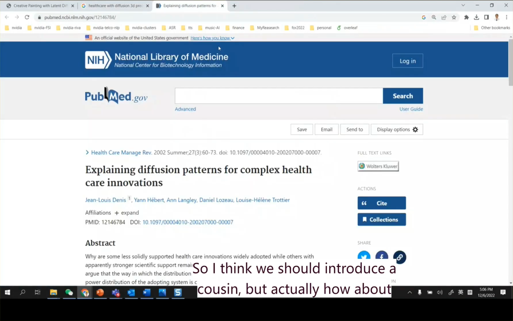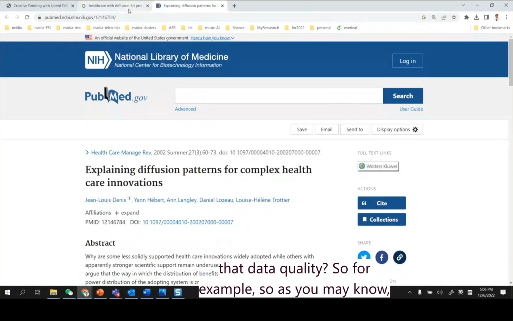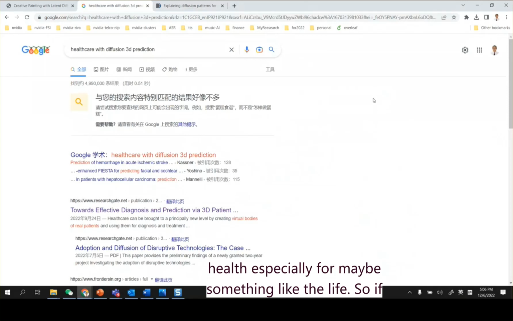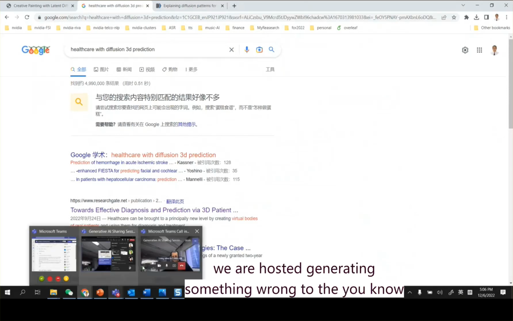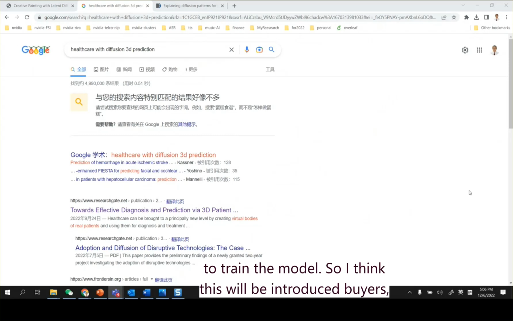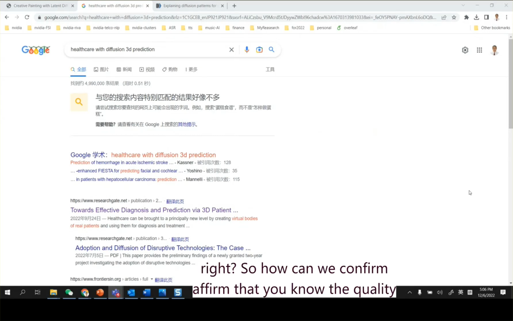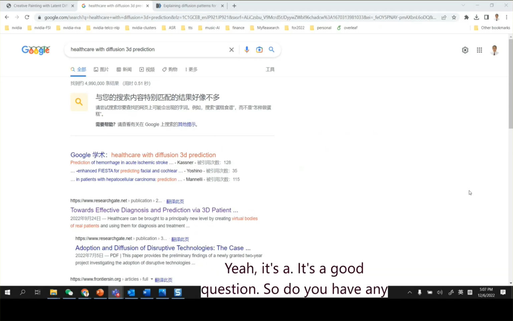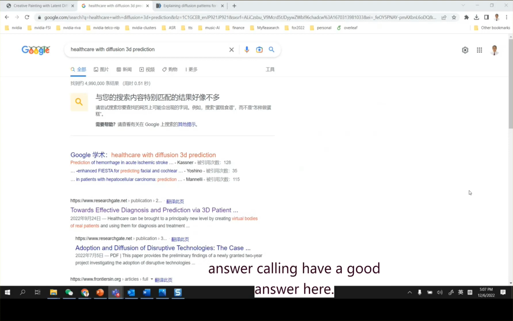But actually, how about the data quality? As you know, healthcare is concerned with health, and especially with life. If we generate something wrong to train the model, I think that will introduce bias, right? So how can we affirm the quality of the data? Any insights? Yeah, it's a good question. Do you have any answer, Colin? I don't have a good answer here.